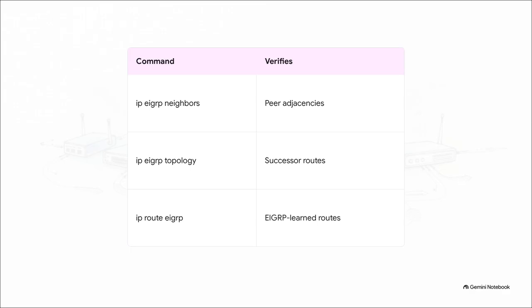First, you show IP EIGRP neighbors to check if your routers are even talking to each other. Second, you show IP EIGRP topology to see if those backup successors are ready to go. And third, you show IP route EIGRP to verify the final routes marked with a D made it into the routing table. Following this systematic approach makes diagnosing fault domains so much easier.